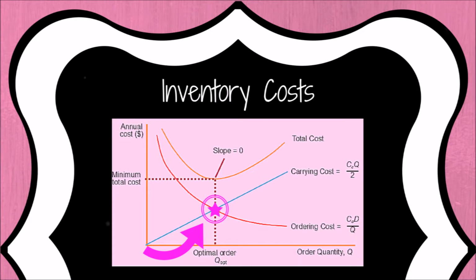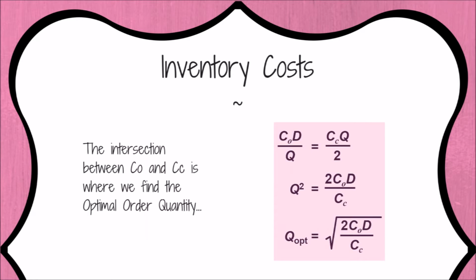And here's a graph representing inventory costs. Now you see where the carrying costs and ordering costs intersect? That's where we're going to find the optimal order quantity, which is how we produce minimal costs. There actually is a formula for that. And it looks like this. Optimal order quantity is equal to the square root of 2 times the ordering cost times demand divided by the carrying cost. Sounds easy enough, right?